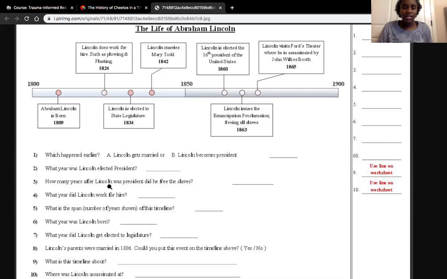Okay. So again, the last 2 questions on here are: what is this timeline about? And where was Lincoln assassinated? It doesn't say when, it says where. So you can pause it or rewind it a little bit so you can just see the questions.